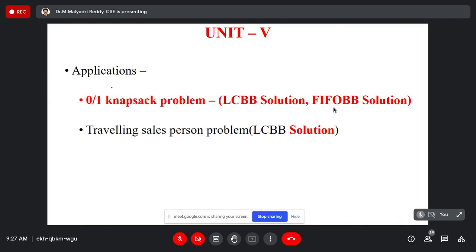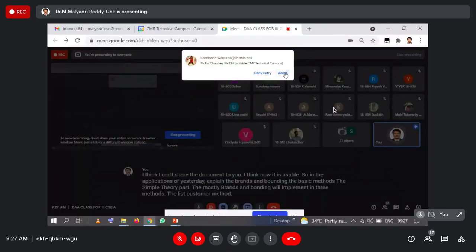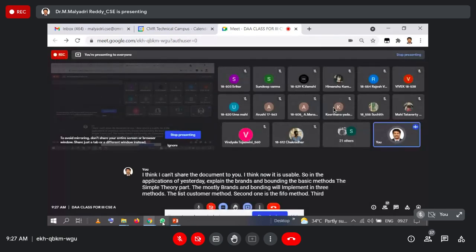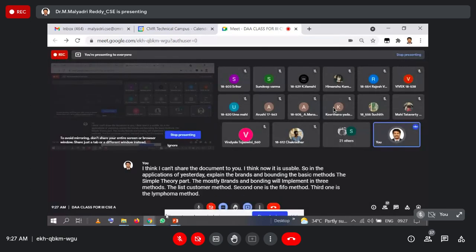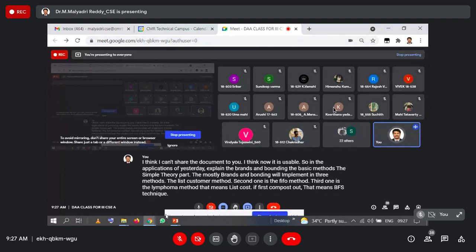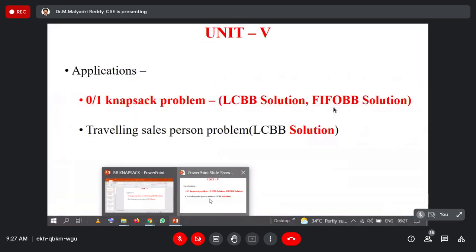Yesterday I explained the basic methods of branch and bounding. It is the simple theory part. Mostly branch and bounding you will implement in three methods: one is the least cost method, second is the FIFO method, third is the LIFO method. FIFO, first in first out, means the BFS technique, and last in first out is nothing but the DFS technique.